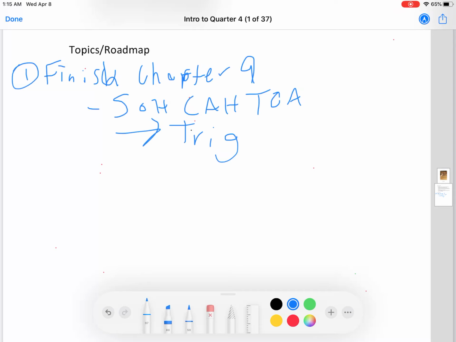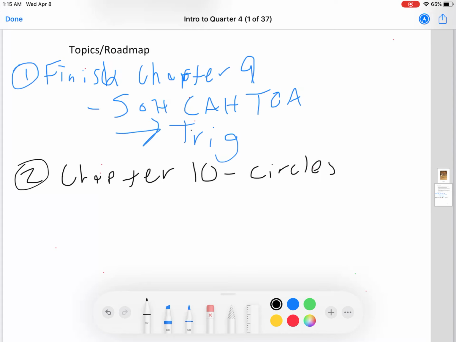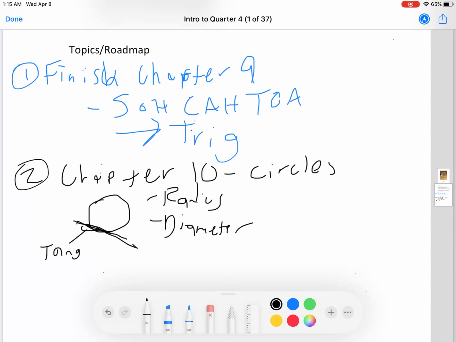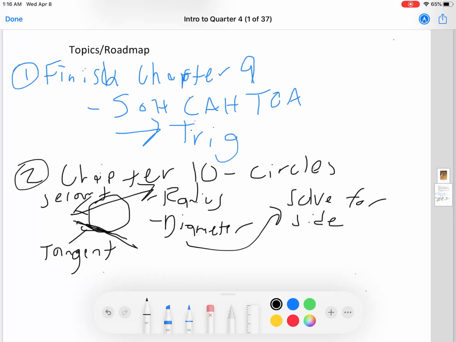And then we're going to do chapter 10, which is circles. And there's all sorts of neat things we can look at in circles. We can look at radius, diameter. We'll learn about what are called tangent lines, secant lines. And we can solve for sides and angles inside of circles.